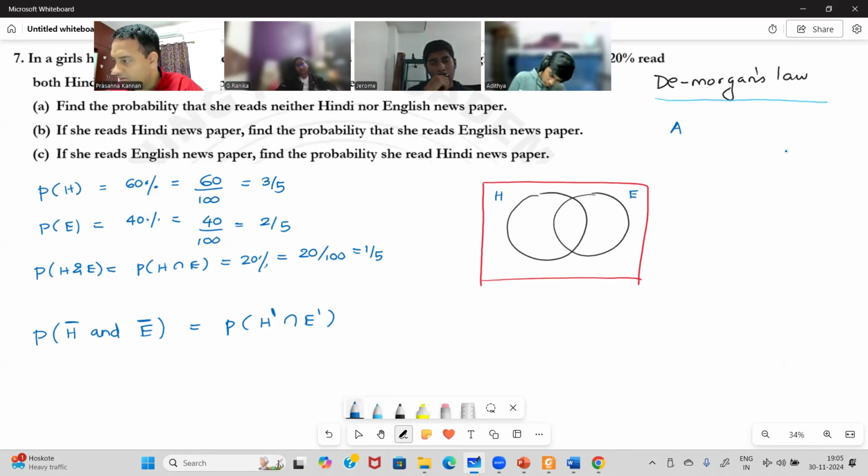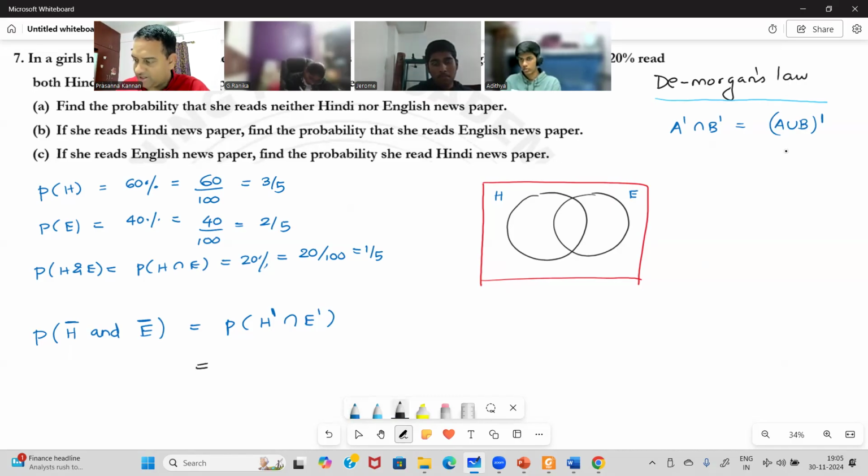How do you write A dash intersection B dash? How do you write it? Is it not A union B the whole dash? Yes or no? So P of H dash intersection E dash, I can write it as P of H union E, the whole dash, using De Morgan's law.